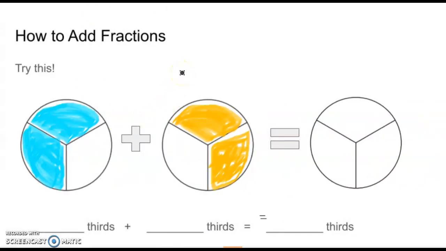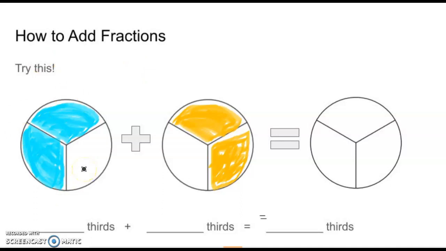All right, finally, this is our last example, and I want you to go ahead and pause this video and try this on your own with your fraction circles, but I will say this one might be a little bit different. So once you are finished, we can go over this together. All right, you're back. Let's go over this example.